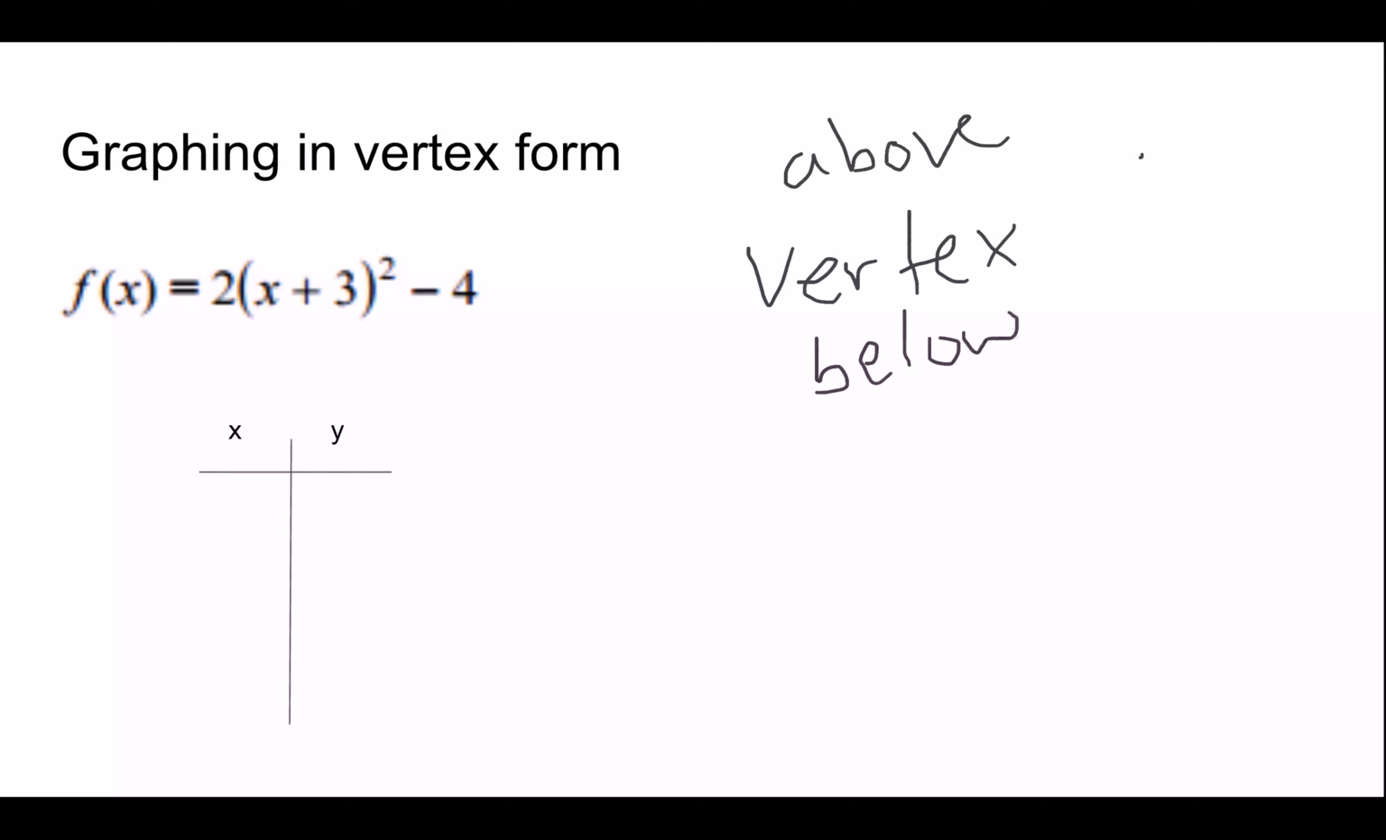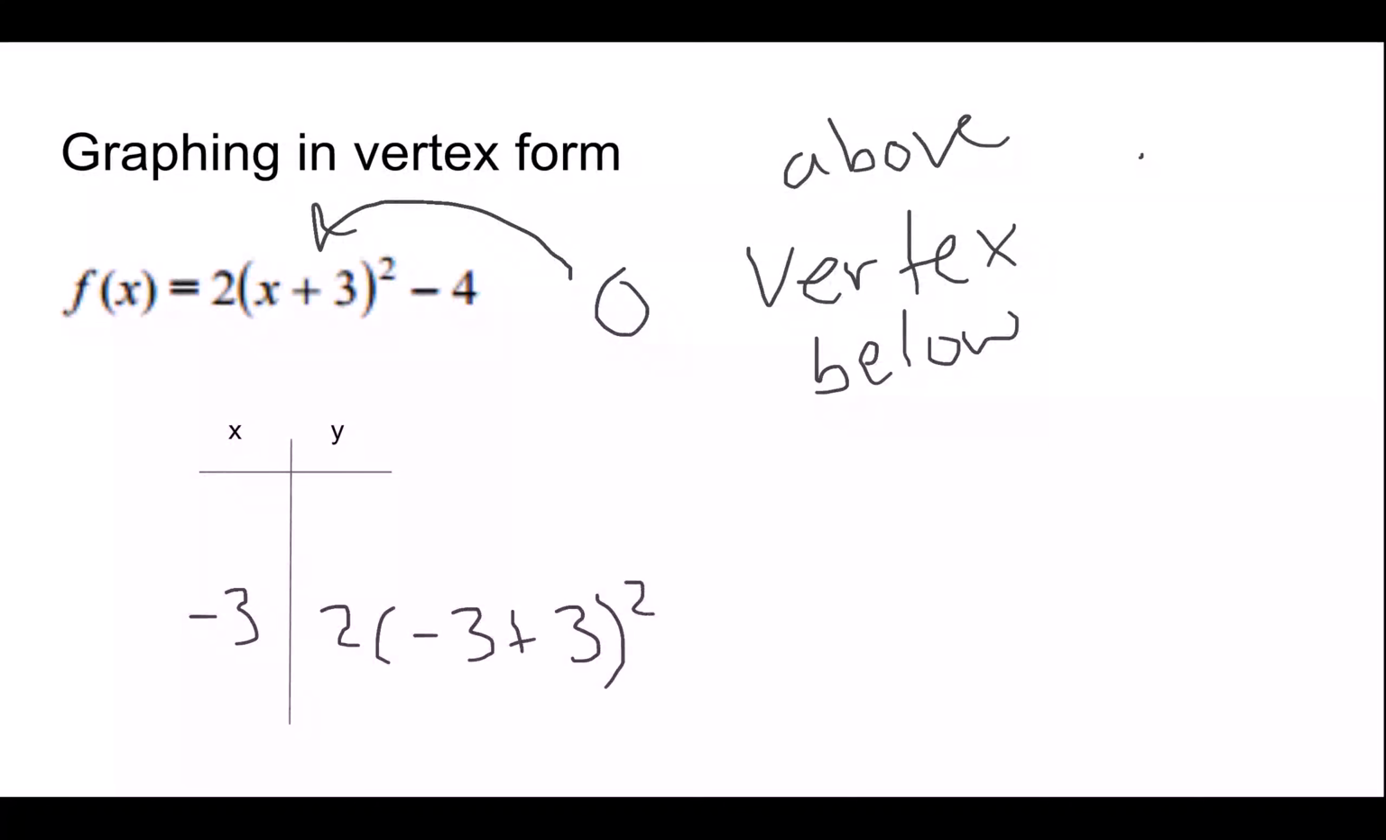So it's going to be the exact same thing, except we're going to use our new way to find the vertex. The new way to find the vertex is whatever makes this 0. What would make that 0 would be -3. If you plug -3 into here, 2 times -3 plus 3 squared minus 4 would end up just giving you -4.